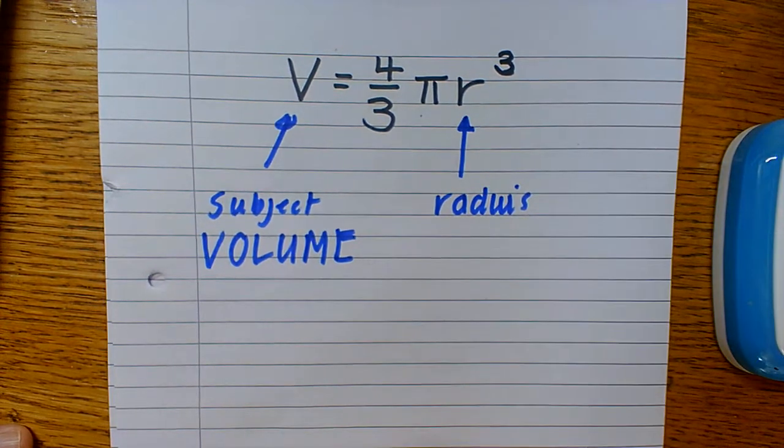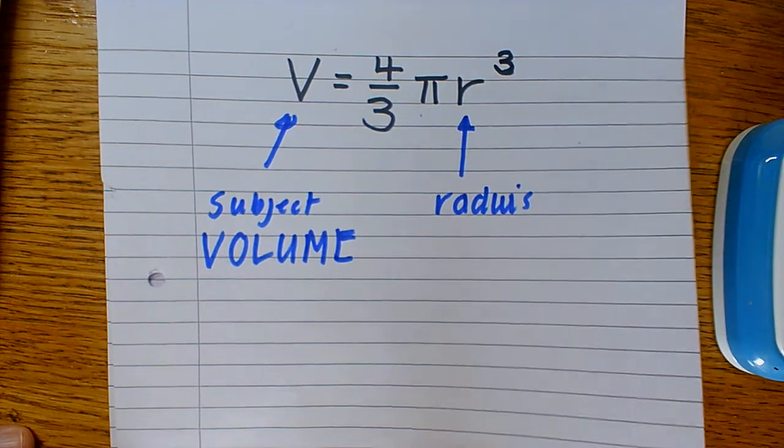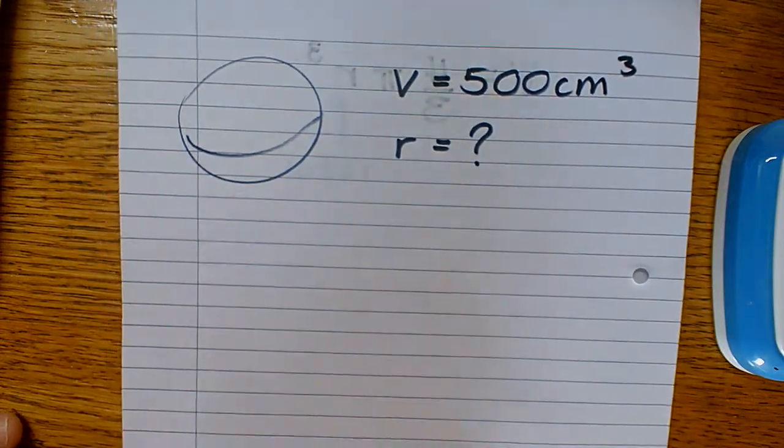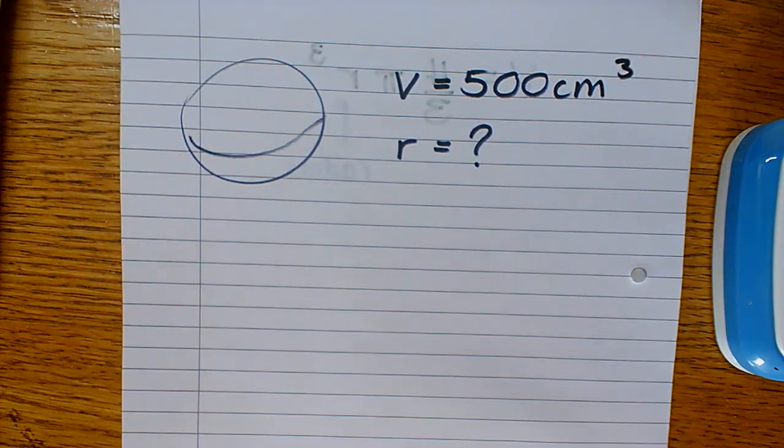Now, inevitably, we're going to turn this round, and instead of asking you to calculate the volume, we're going to ask you to calculate the radius if you know the volume. So let's have a look at an example of that. So here we are, that is supposed to be a sphere. It's got a volume of 500. The question is, what is the radius?